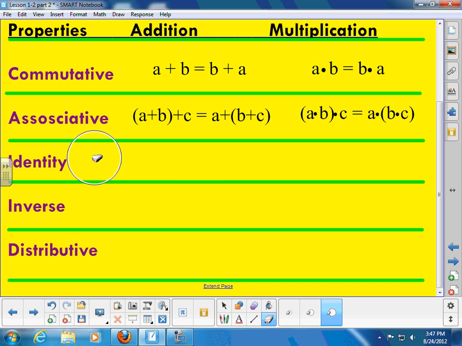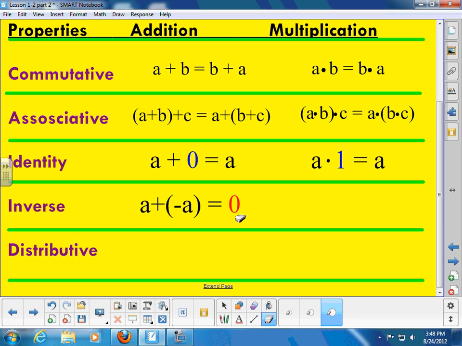The identity property for addition states that a plus 0 is equal to a. Therefore, 0 is known as the addition identity. The multiplication identity is known as 1, because when you multiply by 1, you're not changing that number. The inverse of addition is a plus negative a equals 0, and the inverse for multiplication, a times 1 over a equals 1.